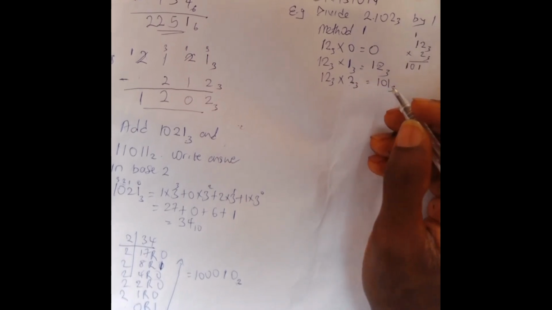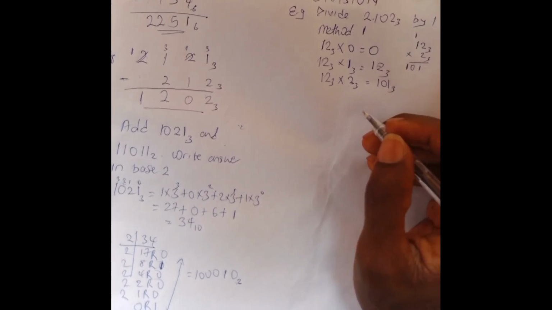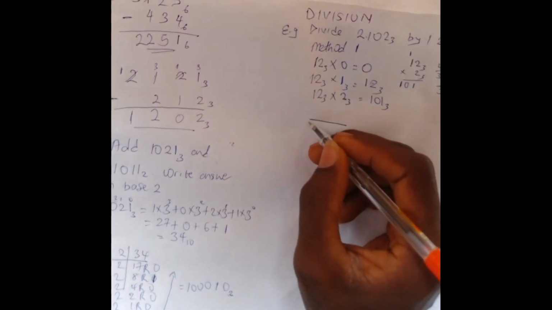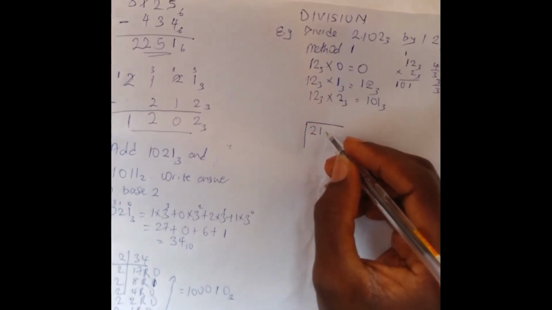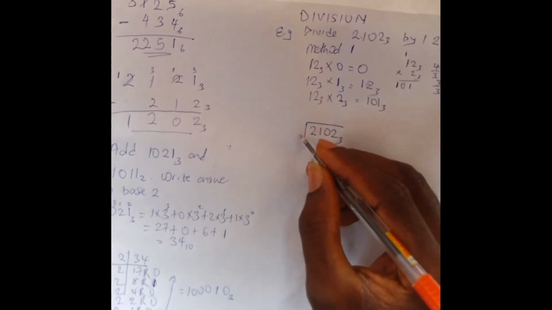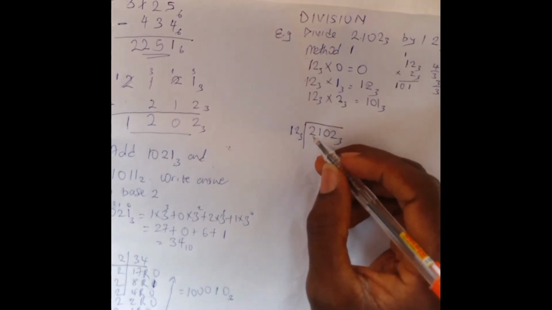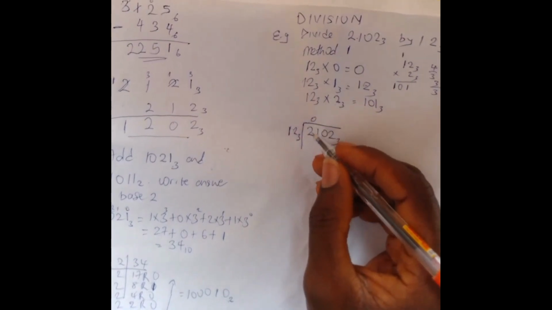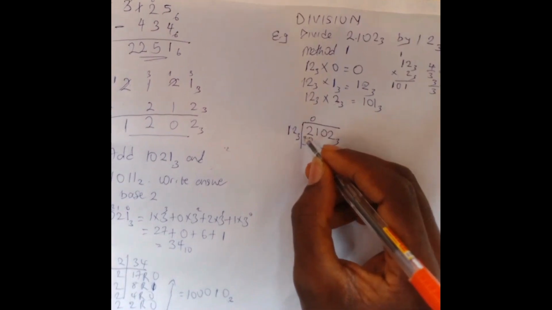After doing the multiplication table, we now do our long division. We have 2 1 0 2 divided by 12 base 3. Now 12 divided by 2 is impossible, so we write 0. 12 times 0 will give us 0. 2 minus 0 is 2. Bring down the next one.